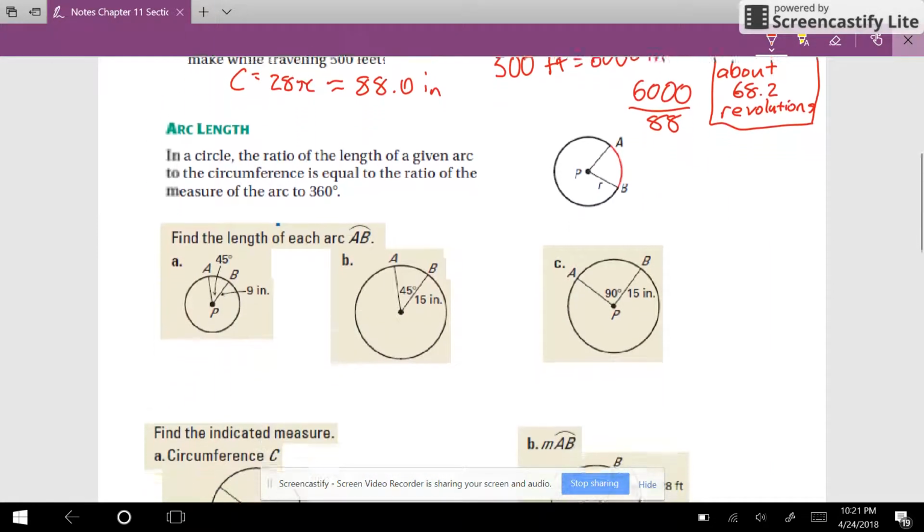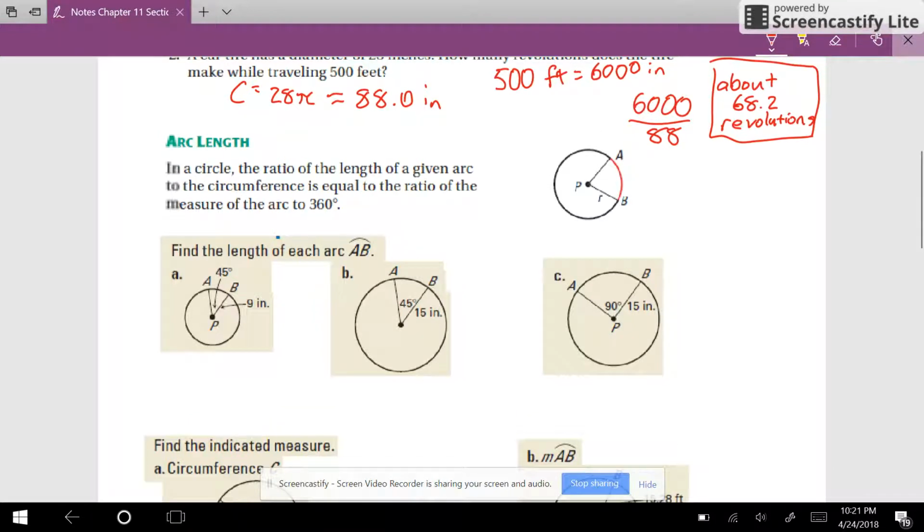Next, we take a look at arc length, how long the arc is. We've talked about the measure of an arc. Now we're talking about the actual distance. And so we've got a sentence here: the ratio of the length of a given arc, length of arc AB, to its circumference, I'm going to use C for circumference, is equal to the ratio of the measure of the arc. So we put a little m in front of the arc. That means how many degrees it is over the full circle, which is 360 degrees. So we can use this and cross multiply.